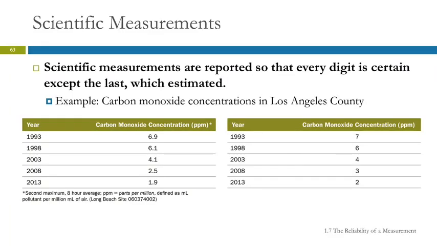Scientific measurements are reported in a very specific way. We record all the digits that we're certain about and one digit that's estimated.